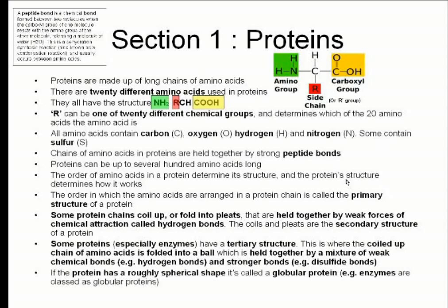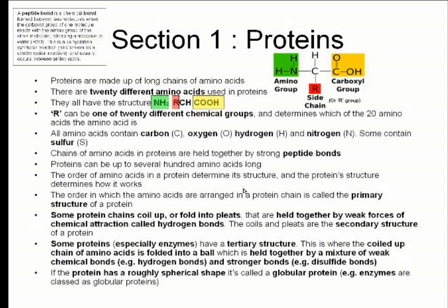And then the tertiary structure is where some proteins, and especially enzymes, have the coiled up chain of amino acids folded into a ball, which is held together by a mixture of weak chemical bonds, such as hydrogen bonds, and also stronger bonds, like disulfide bonds. And I'll show you some examples of that in a bit to make it clearer, because the whole structure bit is quite confusing. So I'll show you what I mean in a minute.